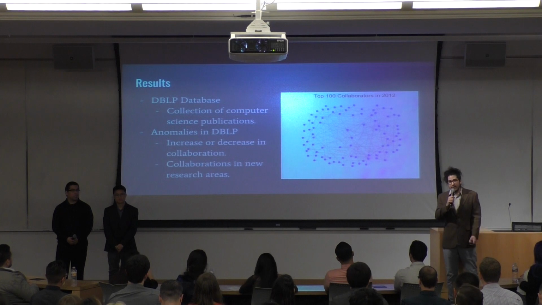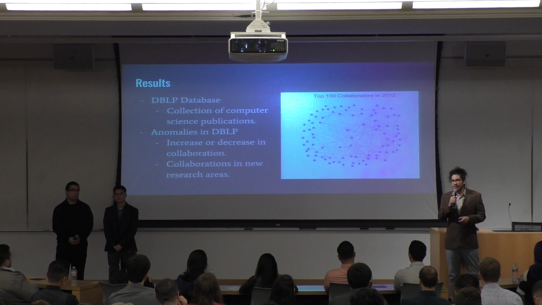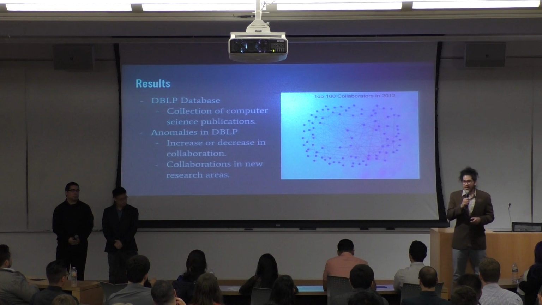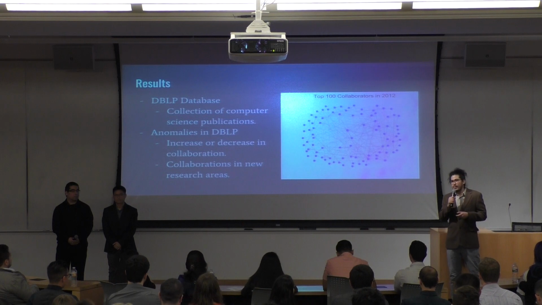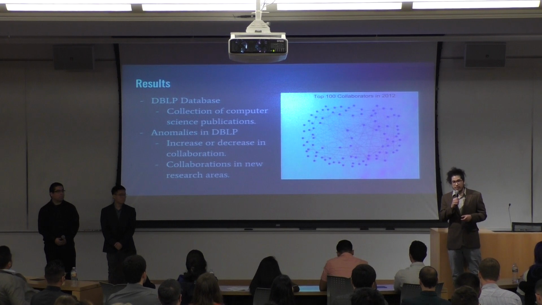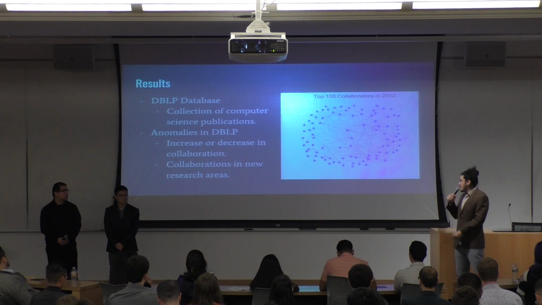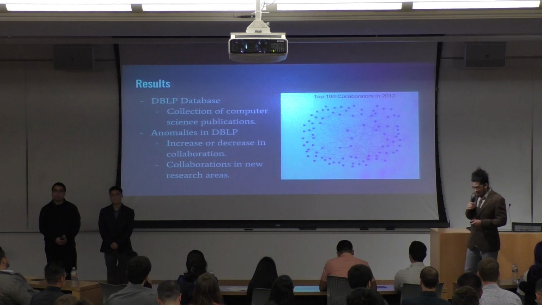So to verify that our module actually worked, we had to test it out on a real-world data set. So we focused on the DBLP, which is a database that consists of millions of collaborations between researchers all over the world. And so in the context of the DBLP, an anomaly would be either a sudden increase or decrease in collaborations between 2 researchers, or a researcher doing research in a different specialization than he or she was doing before. So here we have a visualization of the top 100 collaborators in 2012.